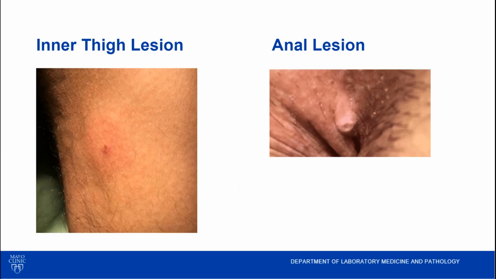So here are the images that were taken in the emergency department. On the left-hand side, you can see the remnants of this inner thigh lesion. Definitely not something that would stand out as significant, but because he had had this over the course of the last week, week and a half, it was photographed. More pronounced was the anal lesion, which had been present for only a few days, and you can see that on the right-hand side of this slide.